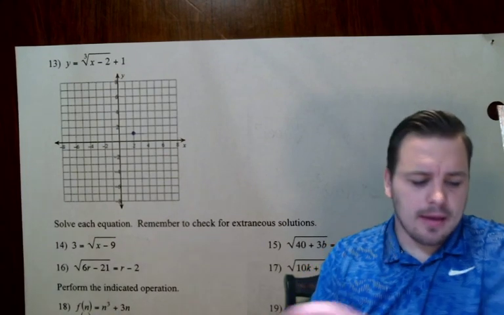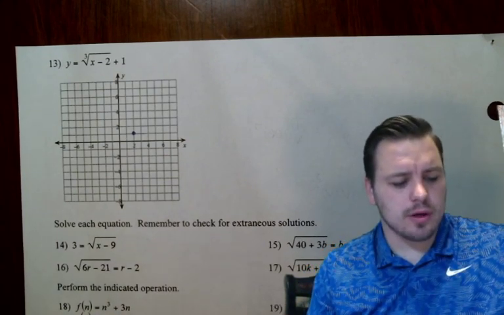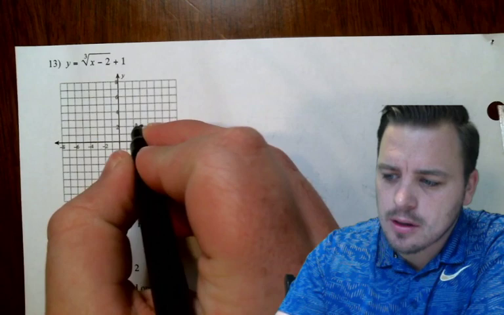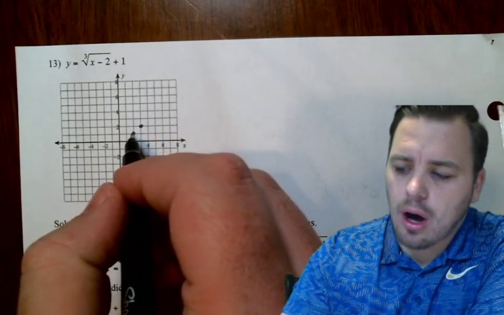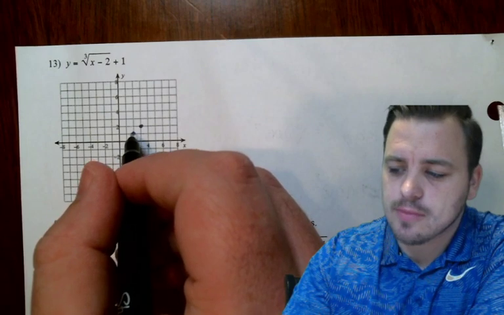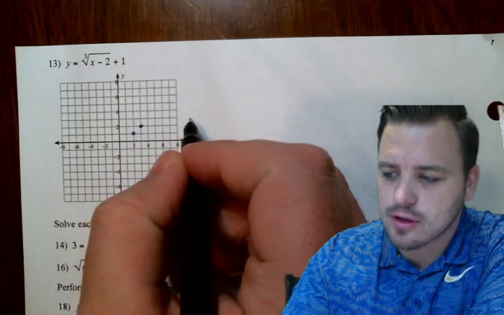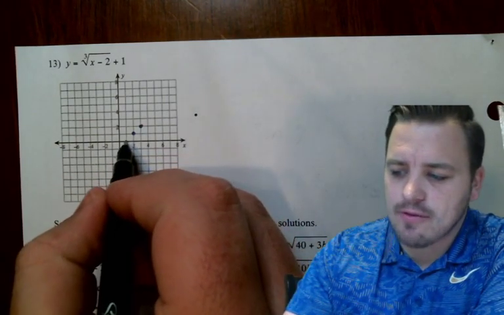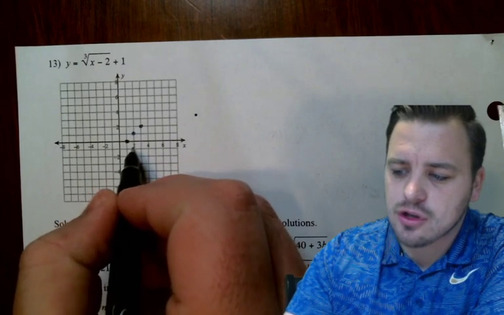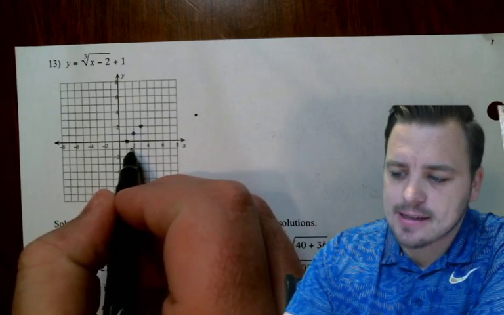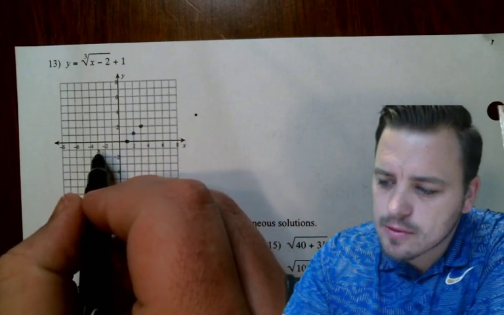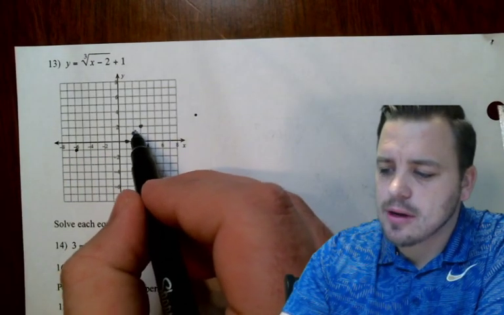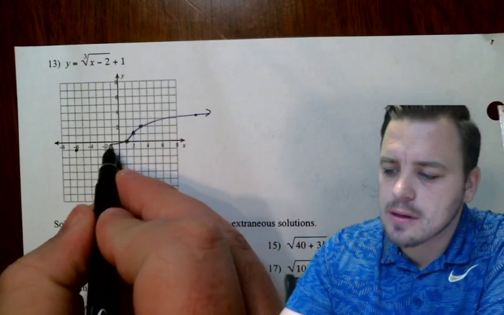All right. And then from there, we just do the cube root function. So that's right 1, up 1. Right 8, up 2. So that would be somewhere like way over here. And then we do the same thing, down 1, left 1, and down 2, left 8. So 1, 2, 3, 4, 5, 6, 7, 8. So this graph should be going up like this, to the left like this.